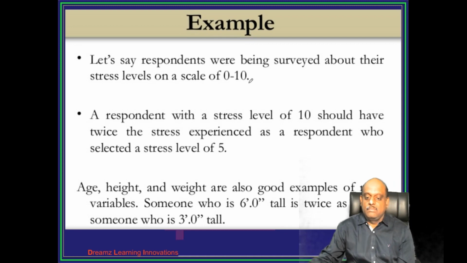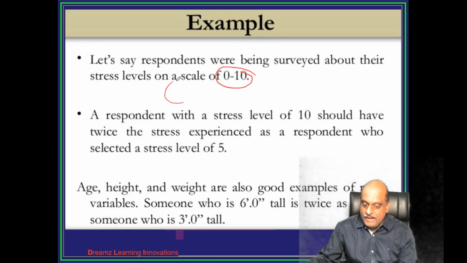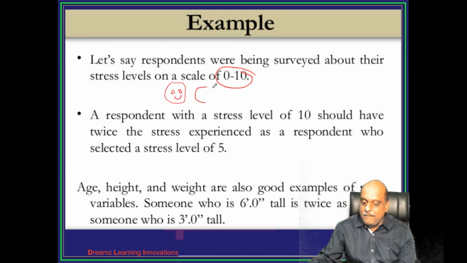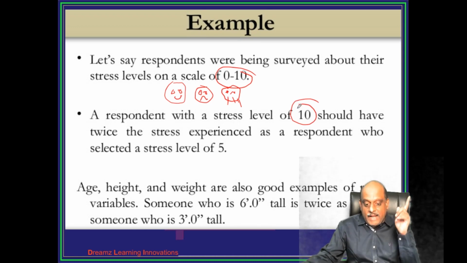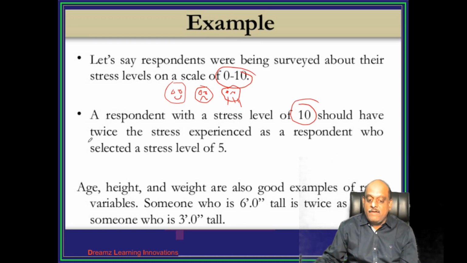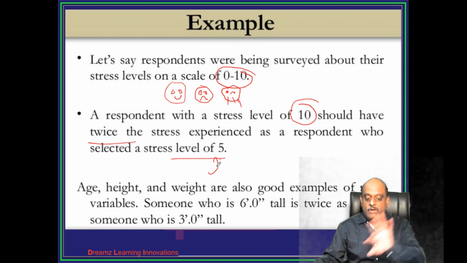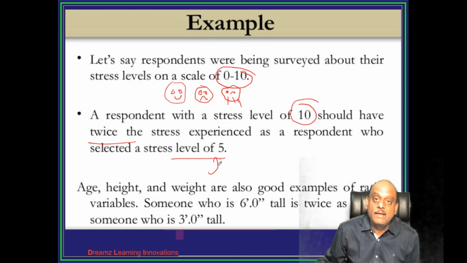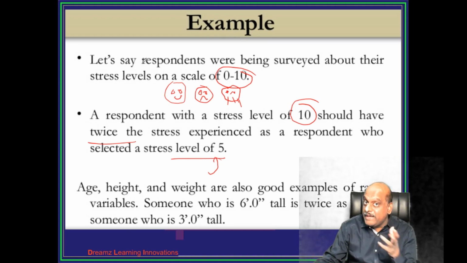For example, you have surveyed about the stress level on a scale of 0 to 10. Okay? Some guy is happy, some guy is sad, some guy is crying. A respondent with a stress level of 10 is having double the stress experienced by a guy who has a stress level of 5. So, ratio makes sense.